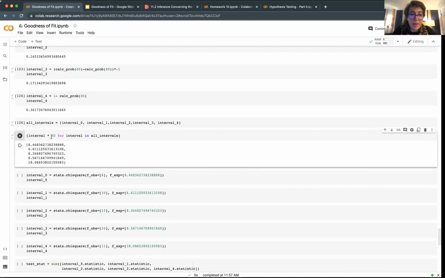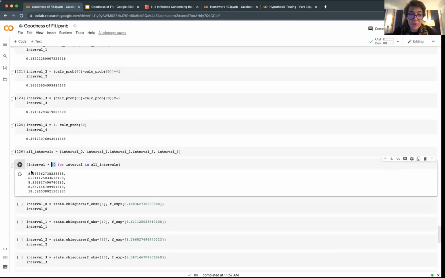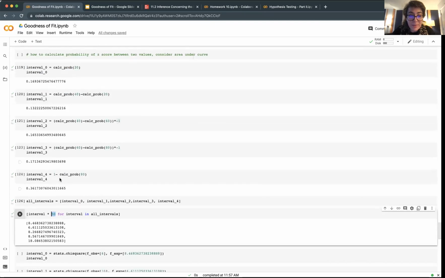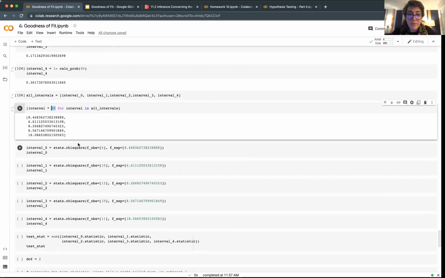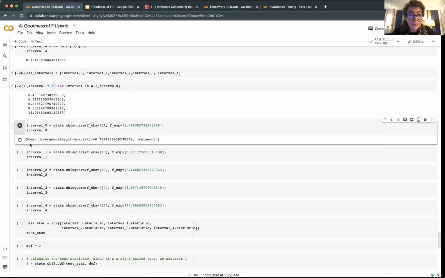And now we can multiply that by the total sample size. So this is now getting the expected distribution if this was normally distributed, because we're using our normal distribution types of probabilities. And now using our chi-square test, we can start to see how different the expected is from the observed for the different proportions.